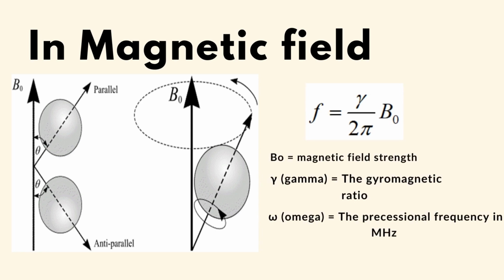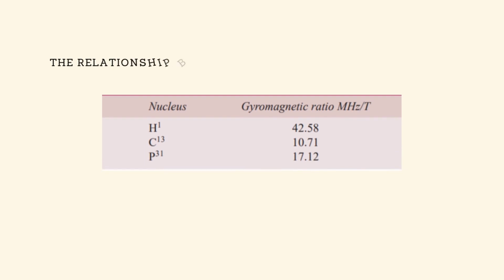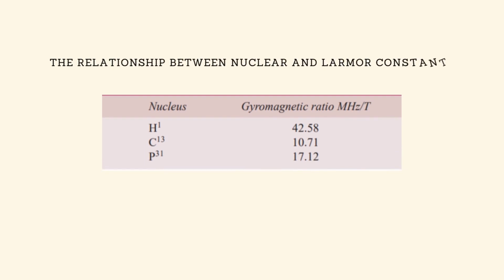Larmor equation: f equals gamma multiplied by B0 over 2 pi. From this relationship, we can see that the hydrogen isotope 1H has the largest Larmor constant, gamma equals 42.58 MHz/T. At the same time, hydrogen-1, with an odd number of protons, is an isotope with relatively high tissue concentration in most tissue types and the highest sensitivity to magnetic resonance compared to other elements. Therefore, the 1H isotope is selected in the magnetic resonance imaging method.